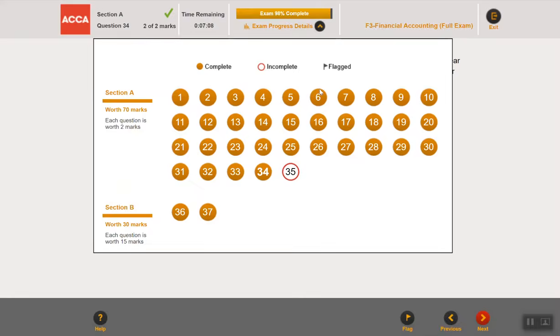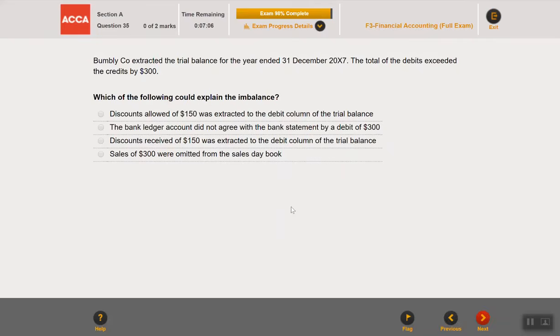And then lastly, which of the following could explain the imbalance? Bumble Co. extracted the trial balance for the year ended 31st December 2017. The total of the debits exceeded the credits by 300. So it means the debit side is more than the credit. Discount allowed of 150 was extracted to the debit side of the trial balance. Discount allowed is an expense, so it should be on the debit side, so no problem.